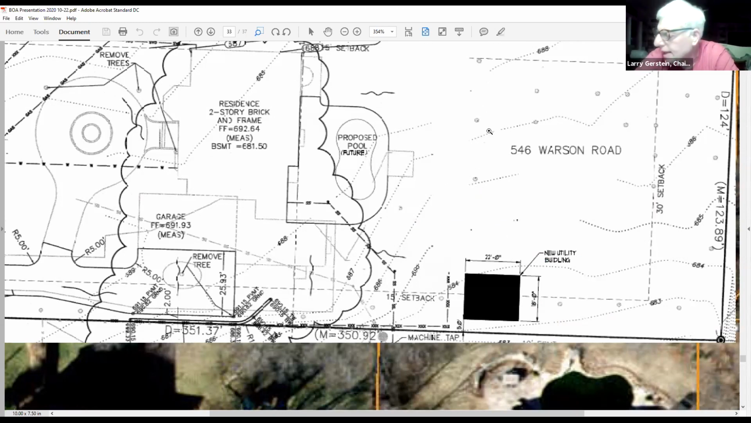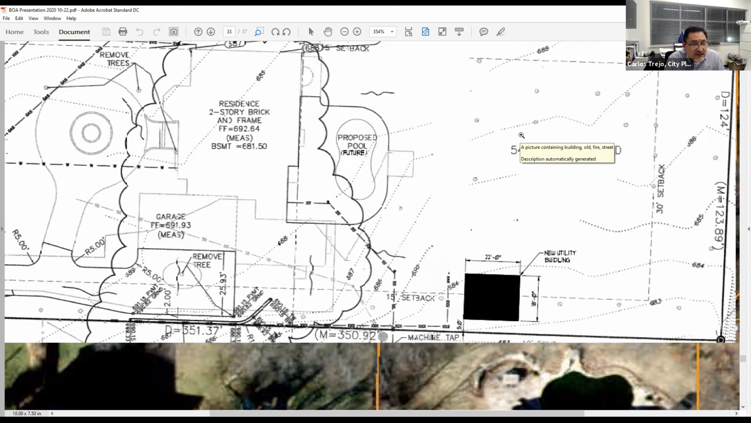What about the height? The height is limited not to exceed 15 feet. So are they over that, or is that what they're at? Right now, under the plan that has been submitted for the board review, it looks like it's a half a foot to 3/4 of a foot higher than what would be permitted by code.